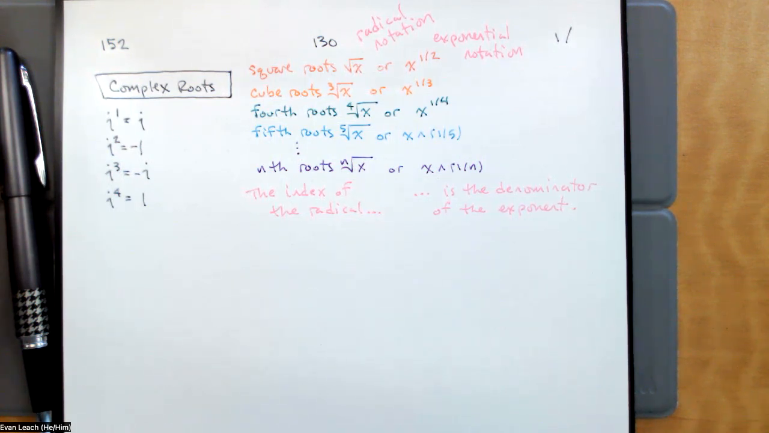Really, when we look at i to the 215th, 200 is divisible by 4. So that's going to be the same as i to the 15th. Then we take 15 and divide that by 4. We can do that 3 times with 3 left over. So i to the 215th is the same as i to the 3rd. So it's -i.